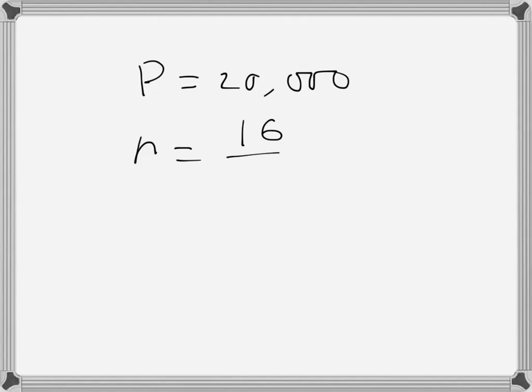So the amount borrowed was $20,000. Let's call it P. The interest was 16% per annum, but the loan repayment was done monthly, so we need to find the monthly interest. Monthly interest will be 16 over 12, which is 1.5%. 16% interest was per annum, so the monthly is 1.5%.